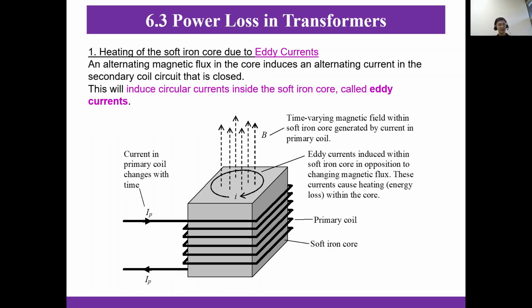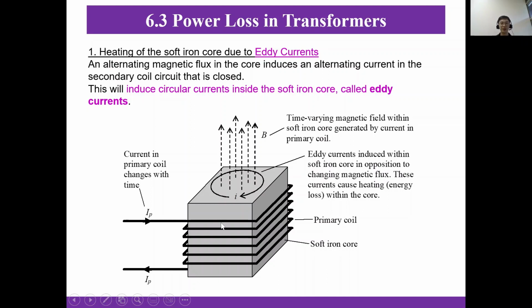So first, heating of the soft iron core due to eddy currents. We have learned in electromagnetic induction, in Lenz's law, that the induced current will oppose the change. And Faraday's law says as long as there's a changing magnetic flux, there will be an EMF induced and hence current induced if it's a closed circuit. And that's what we have here.